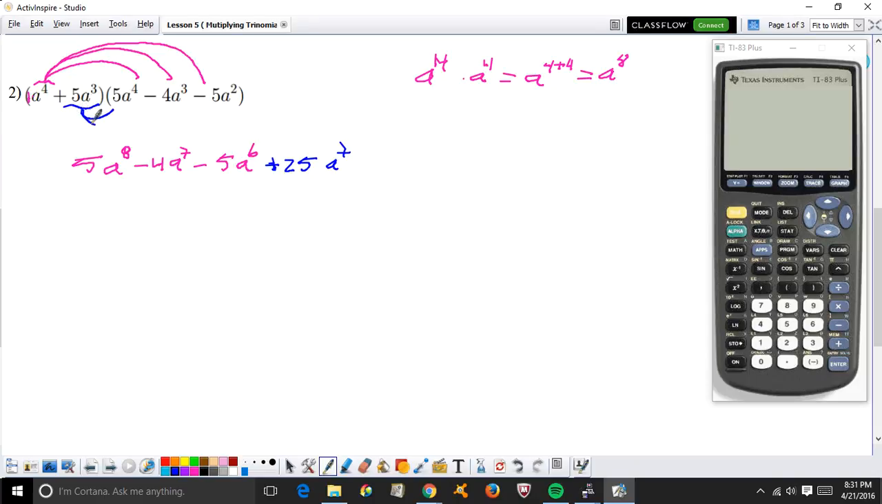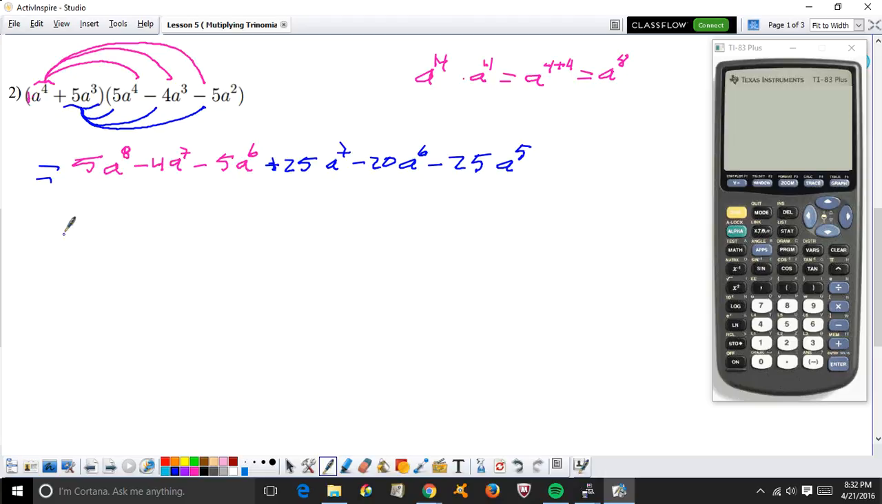Okay, so we distribute again. 5 times negative 4, that's negative 20. A to the 3rd times a to the 3rd, you add exponents, so that's 6. We distribute again. Okay, 5 times negative 5, so that's negative 25. A to the 3rd times a to the 2nd, that's a to the 5th. Okay, so we're done distributing everything.